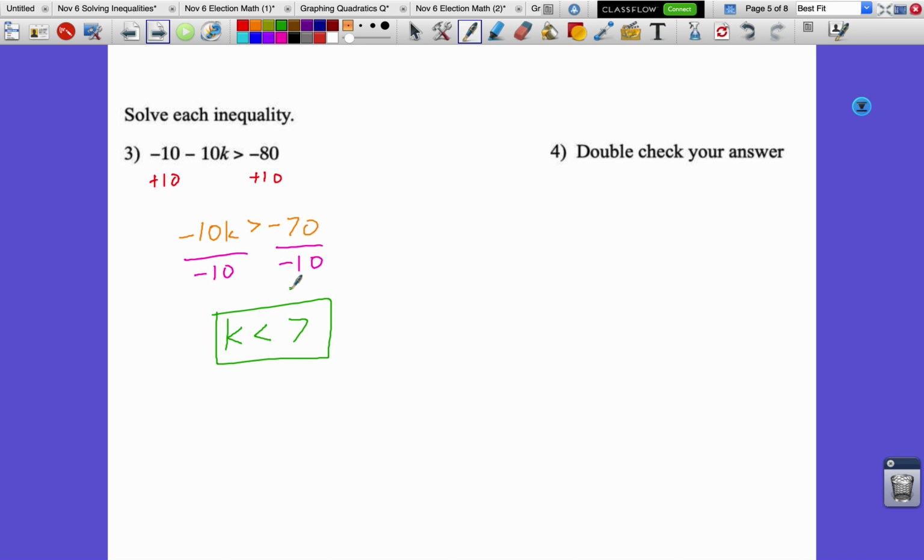Let's think, what would be a good number to double check this inequality with? What's a number that's less than 7? Well, let's do 6. Just pick one less than 7. And let's check it with 6. Is negative 10 minus 10 times 6 greater than negative 80? Negative 10 minus 60 greater than negative 80. Negative 70 greater than negative 80.